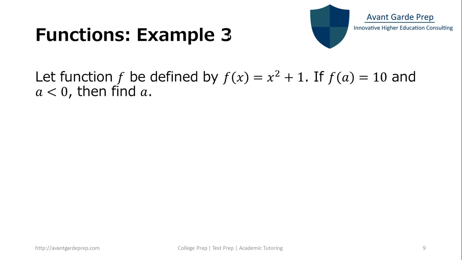Again, we're given the rule f of x equals x squared plus 2. And the question asks, if f of a equals 10 and a is less than 0, find a. So take a couple of minutes, see if you can work through this problem, apply the rule, and see what you come up with. We'll go over this in class, of course.